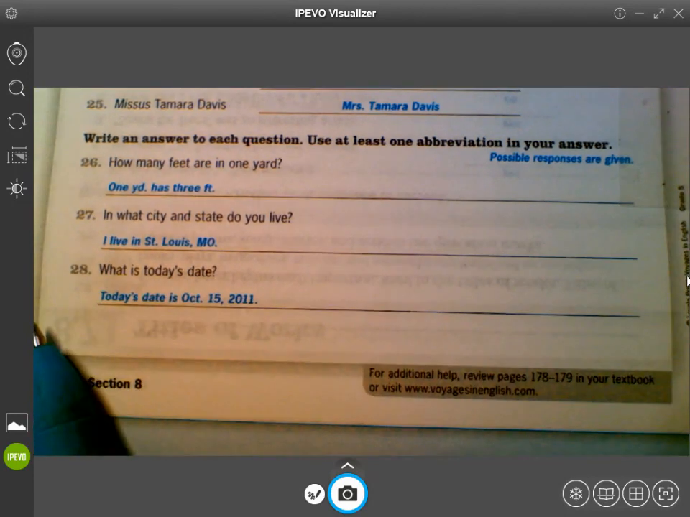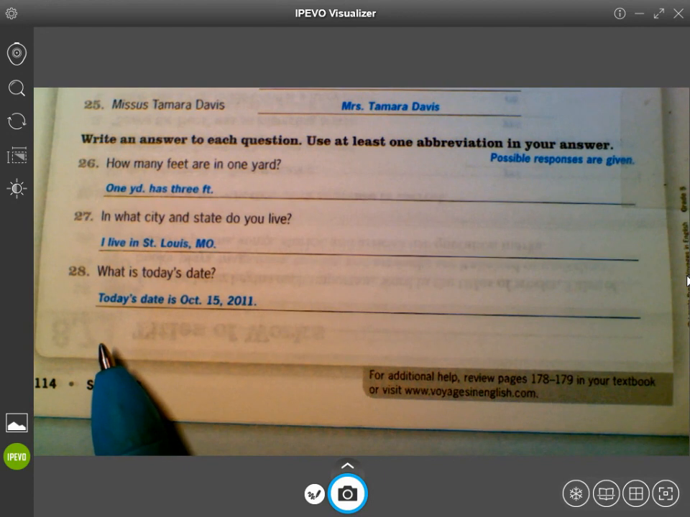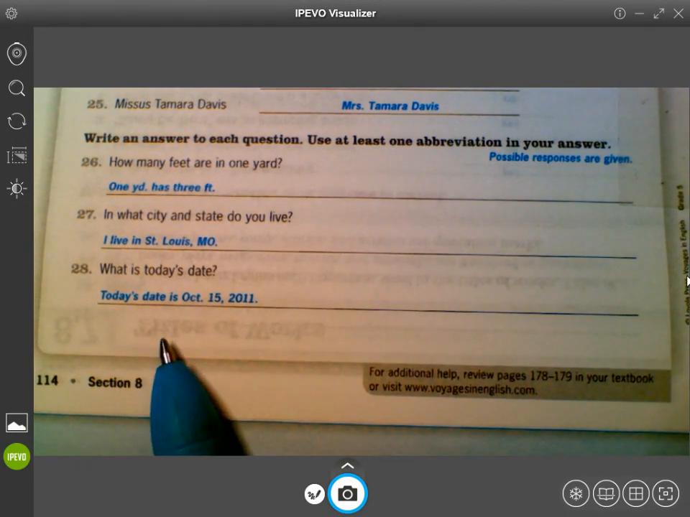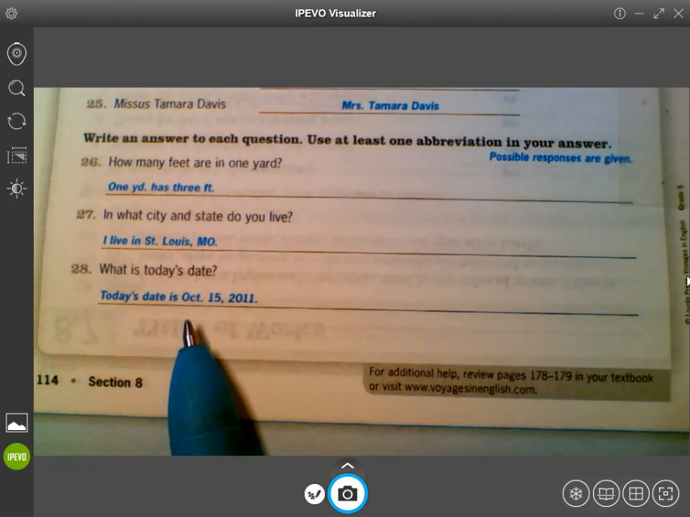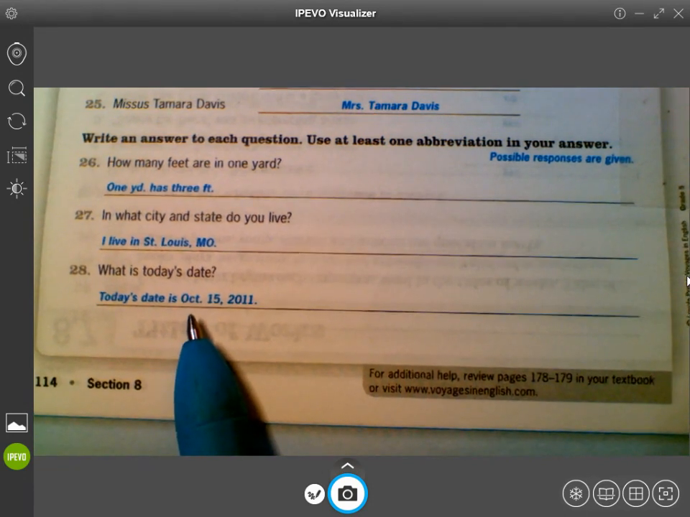And then 28, what is today's date? You could have abbreviated the day of the week, so Monday, Tuesday, Wednesday, Thursday, Friday, Saturday, Sunday. You could have abbreviated the month, which would have been October, so capital O, lowercase ct, and a period.